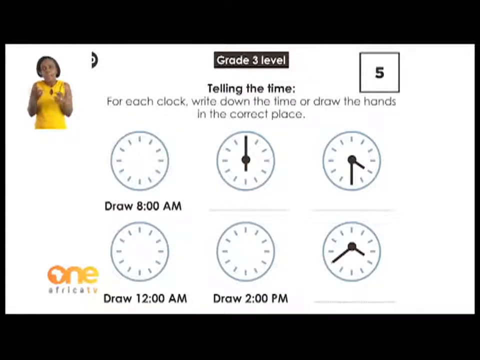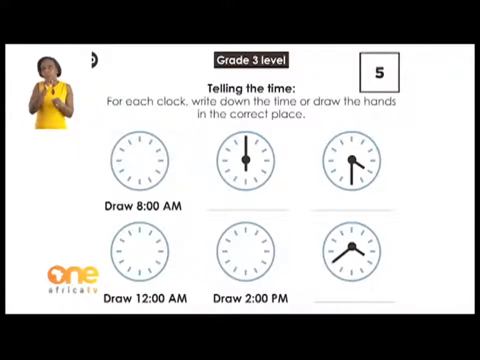All right. So the long hand will point where? At the 12. Thank you. And the short hand will point where? At the 8. Very good. It will point at the 8. Then we say it's 8 o'clock. And then now, the second clock there, you must tell me what time is that. The long hand is on 12 and the short hand is on 6.